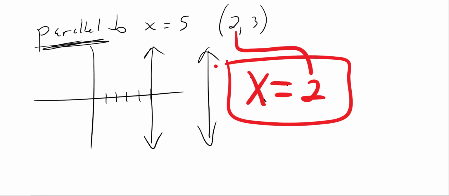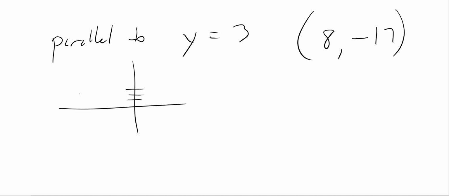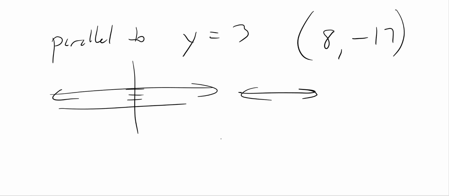Okay? So if I said parallel to y equals 3 and it goes to the point (8, negative 17). Well, parallel to y equals 3, you should remember y equals 3 is a nice little horizontal line. If it's parallel, it's going to be another horizontal line, which means it's got to be another y equals. So y equals what? Look at the point. It's negative 17.